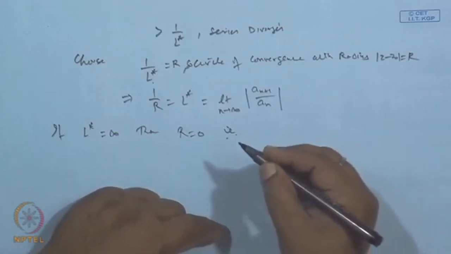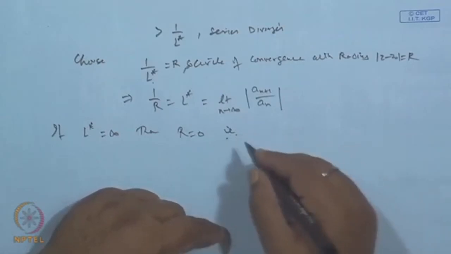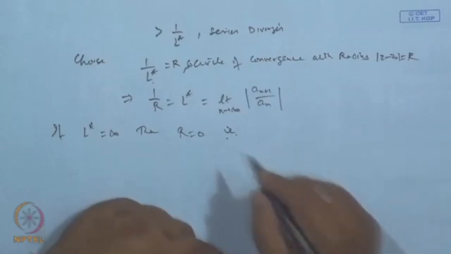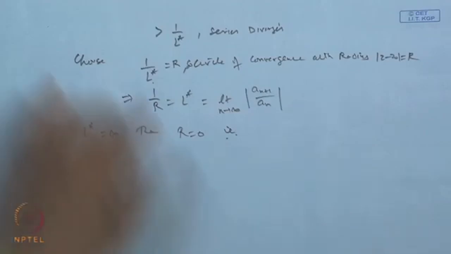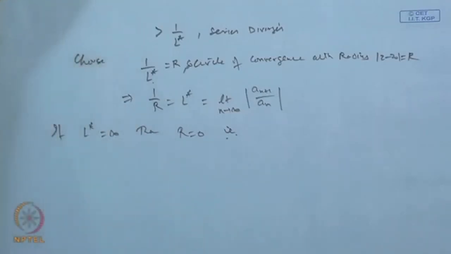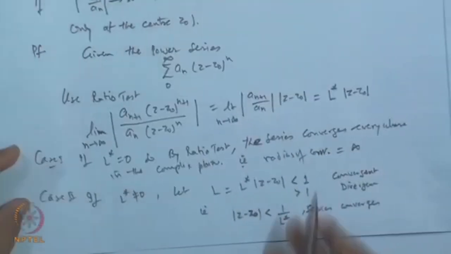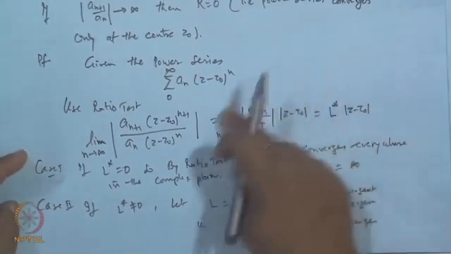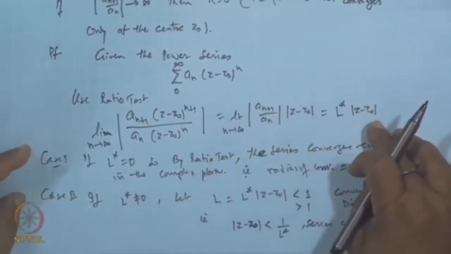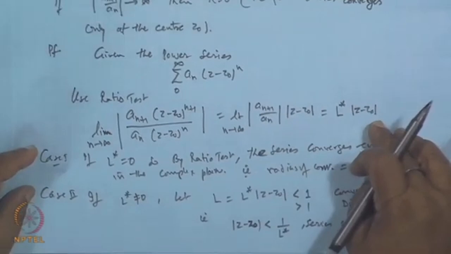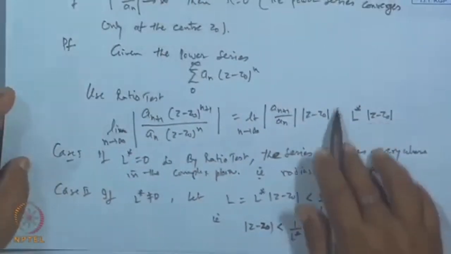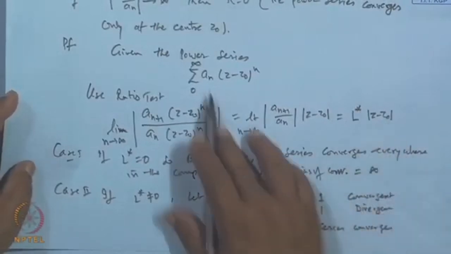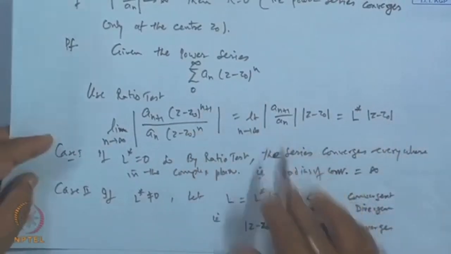This implies the series diverges for all, when L star is infinity, is it not? What do we mean by L star is infinity? L star is this, okay, so this is infinity. So, we are getting what? Mod of z minus z naught, this is basically the terms are greater than 1, is it not? Both mod of n plus 1.